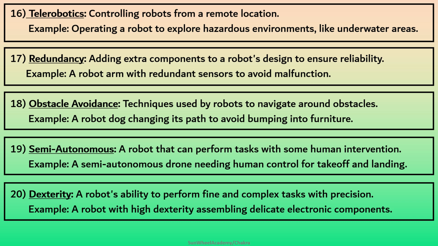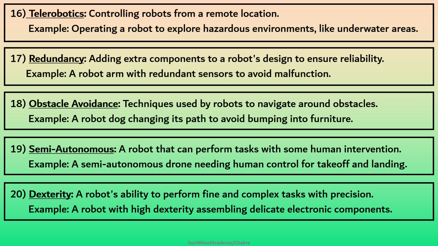17. Redundancy, adding extra components to a robot's design to ensure reliability. Example: a robot arm with redundant sensors to avoid malfunction. 18. Obstacle avoidance, techniques used by robots to navigate around obstacles. Example: a robot dog changing its path to avoid bumping into furniture.